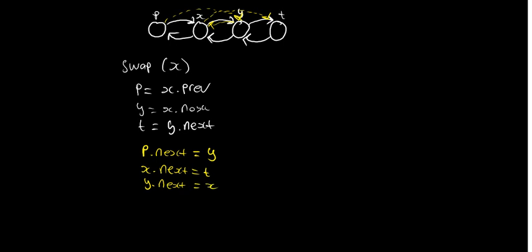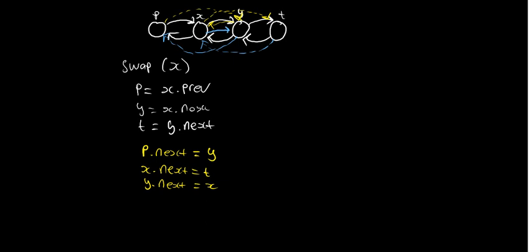So we've essentially done that simple swapping there. Then finally, we want to do the same thing but with these guys. So we want t to point to x, right?